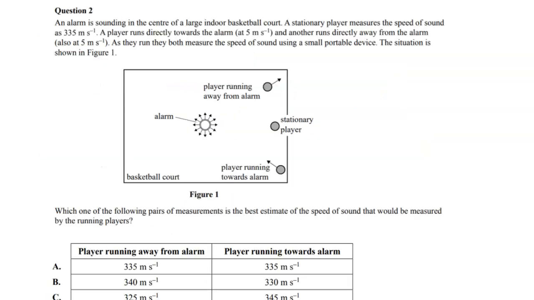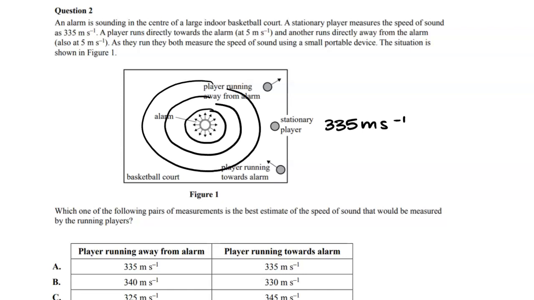Okay, take a read of this question. Pause if you need to. So from this question, we can see the stationary player has measured the speed of sound to be 335 meters per second. And when they say stationary, they mean stationary with respect to the ground, and the alarm is also stationary, so the alarm's not moving around here. Now with this alarm, the sound waves propagate out from the source.